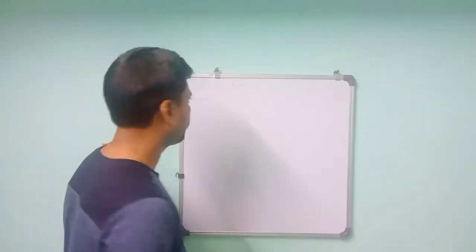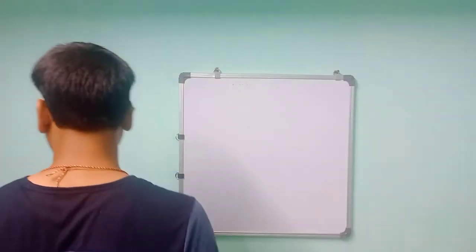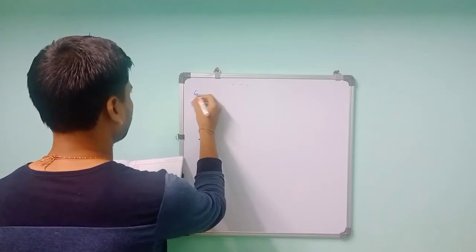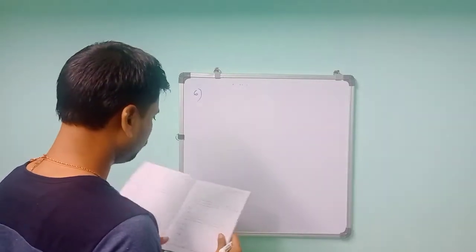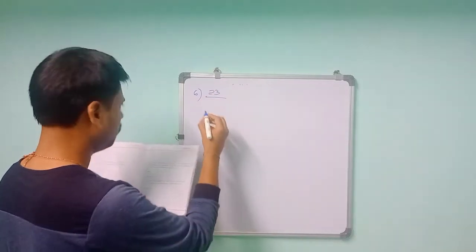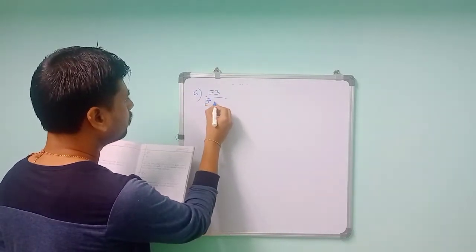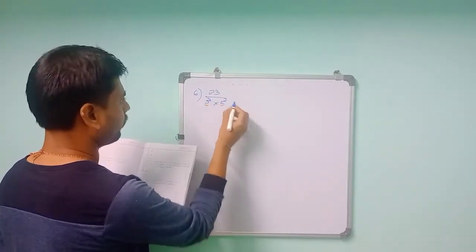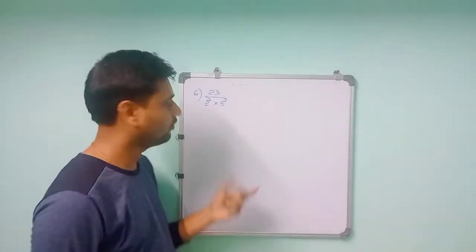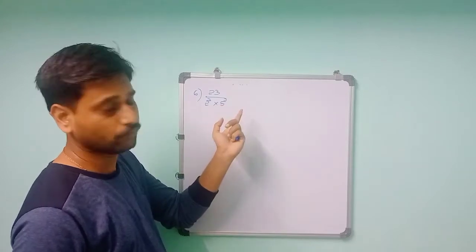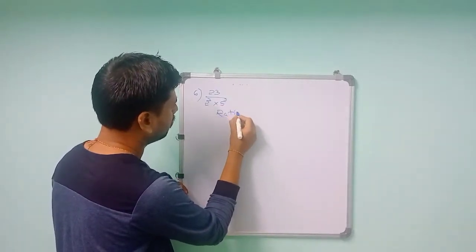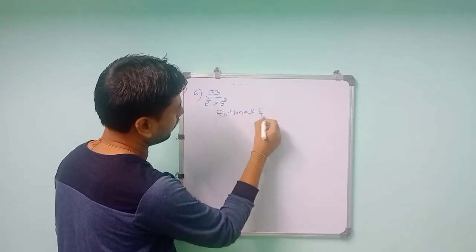Actually, I left the class yesterday at the sixth problem, that is rational numbers and their decimal expansions. The sixth problem is like this: 23 divided by 2 cube 5 square. By seeing only, you can tell this is in the form of 2 raised to n into 5 raised to m. So it is a rational number and terminating.